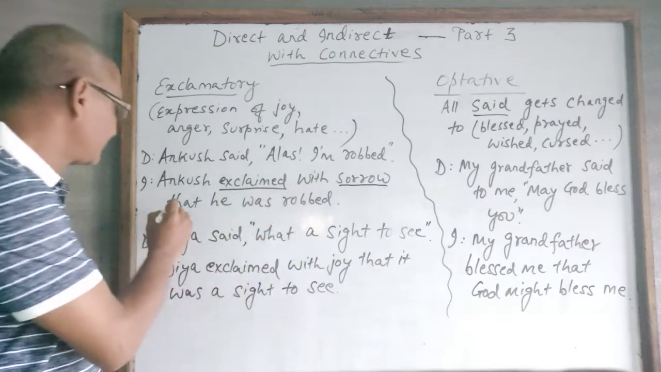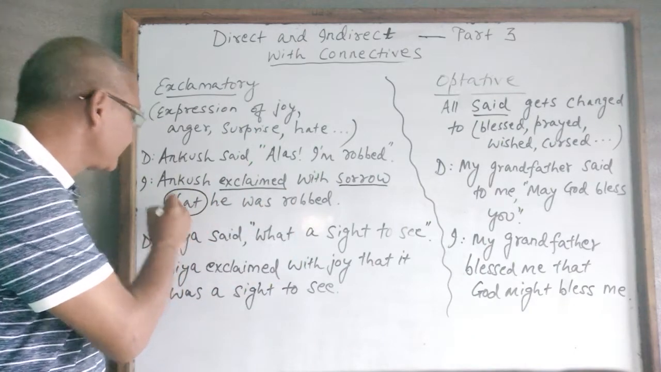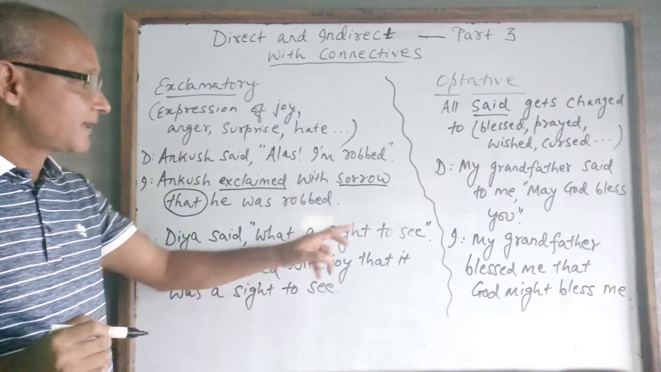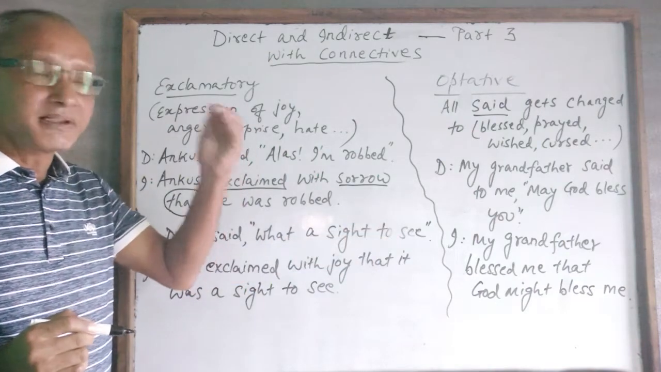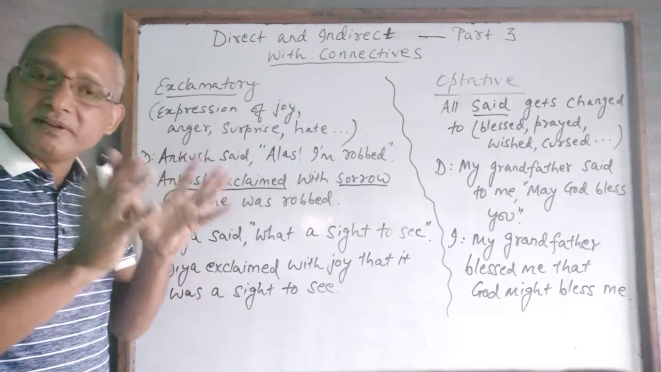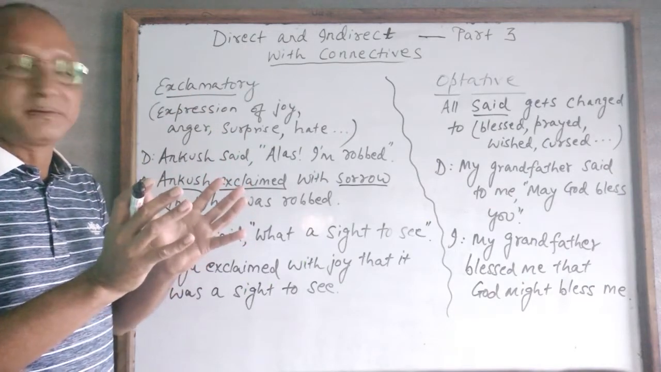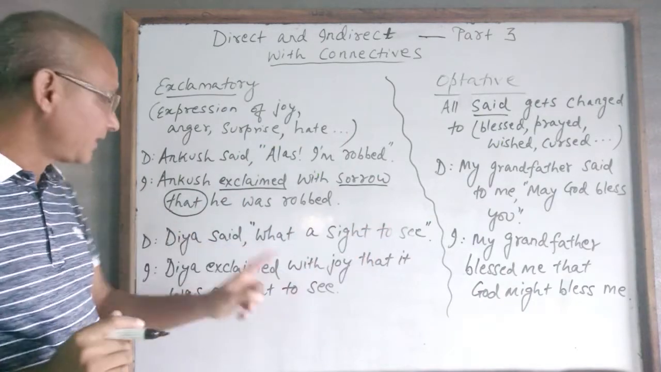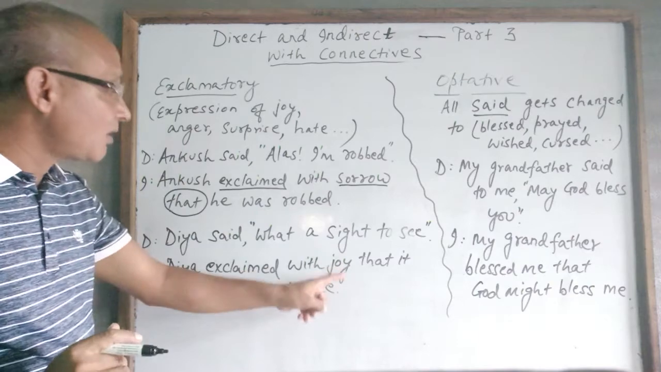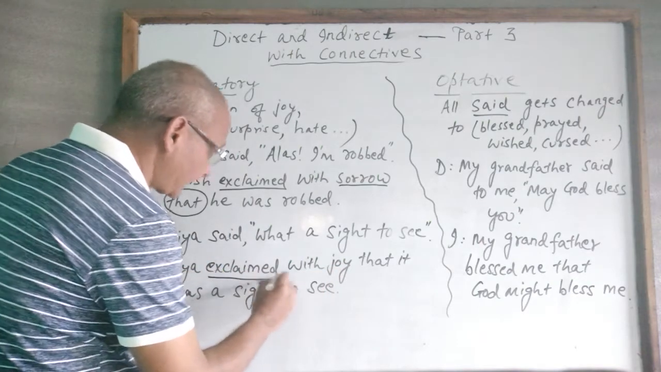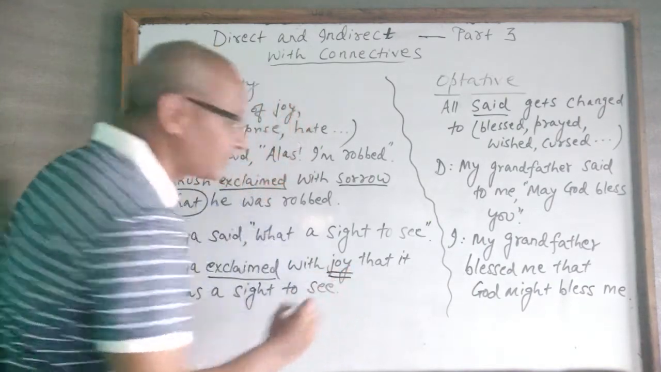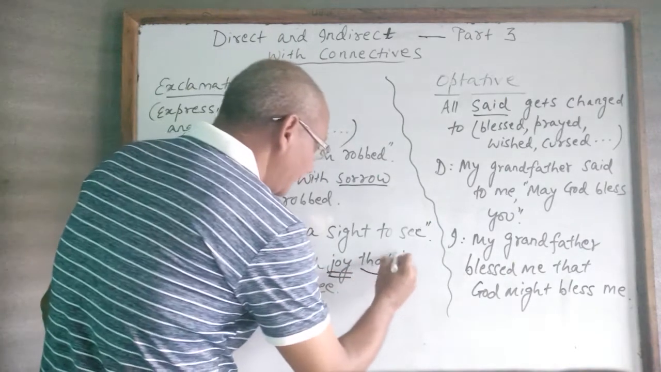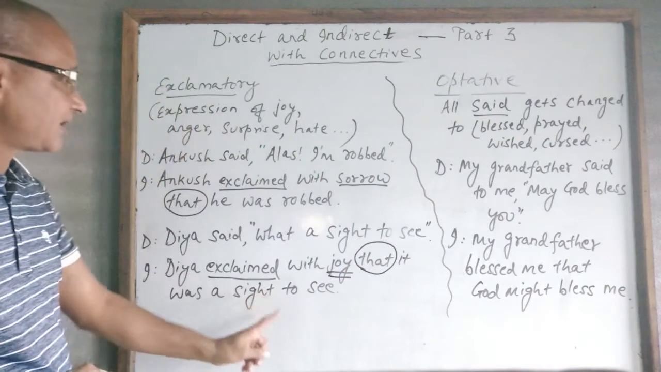That he was robbed. We use the connective that. Dia said, "What a sight to see." Dia had been somewhere else and she must have seen something very, very exciting. Okay, so she says, what a sight to see. That means Dia exclaimed with joy. This is a sheer kind of happiness, with joy that it was a sight to see.